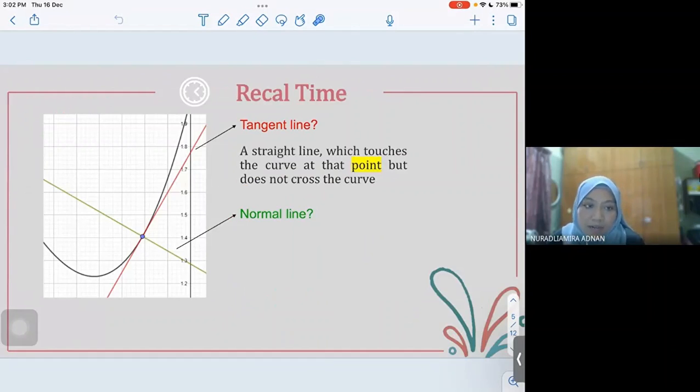Okay, so next one. What is a normal line? What is the definition of a normal line? You can type in the chat box. I already gave you a clue right here. Okay, I give you one, this one. A perpendicular line to a tangent line. Yes, that's correct. So, a normal line is a perpendicular line to a tangent. Perpendicular line means that it's 90 degrees to the tangent line.